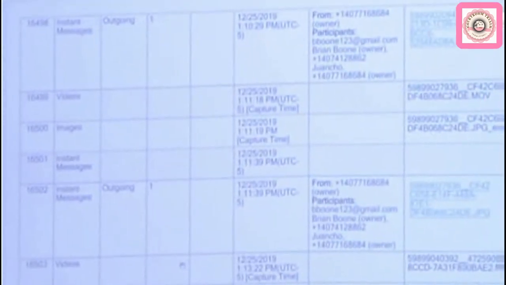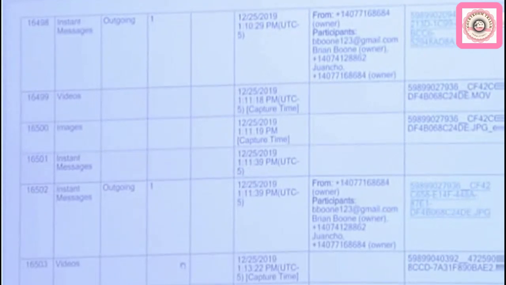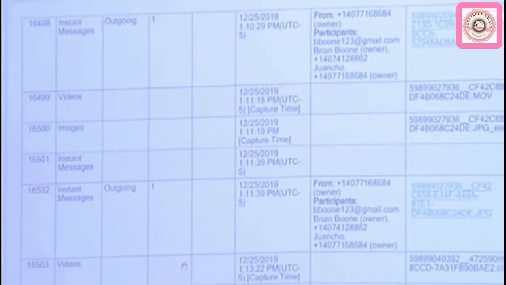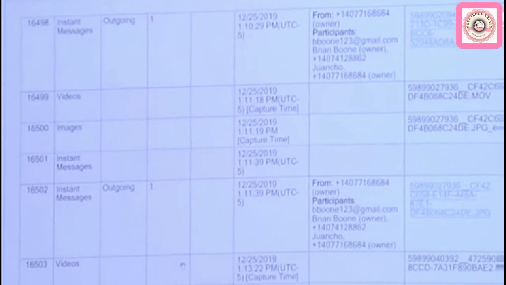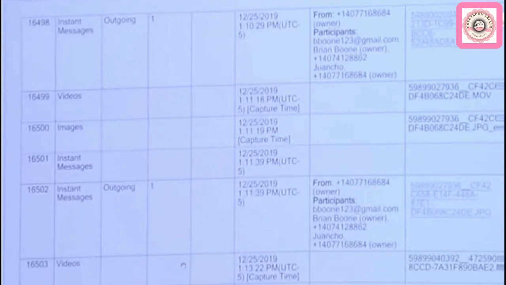So it's listing the owner in reference to, we'll say, the first phone number, 8684. It's referencing that phone number as well as the Gmail account or iCloud account associated with the phone, and then it's listing a physical name of Brian Boone. Okay, so it's showing Brian Boone as being the owner of the phone. Is that correct? For that phone number and or one of the participants in that message conversation.